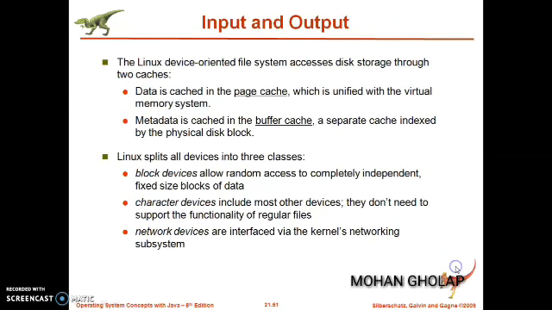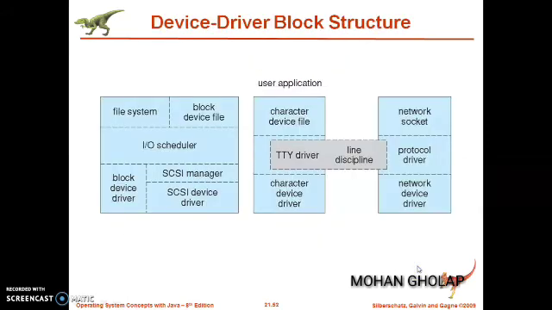You need not store the data. So after this, we have the input and output. The Linux device-oriented file system accesses this storage through two caches, that is the page cache and the buffer cache. The data is cached in the page cache, which is unified with the virtual memory system, and metadata is cached in the buffer cache, a separate cache indexed by the physical disk block. Linux splits the devices into three classes, that is block devices, character devices, and network devices. These we will discuss in the next slide.